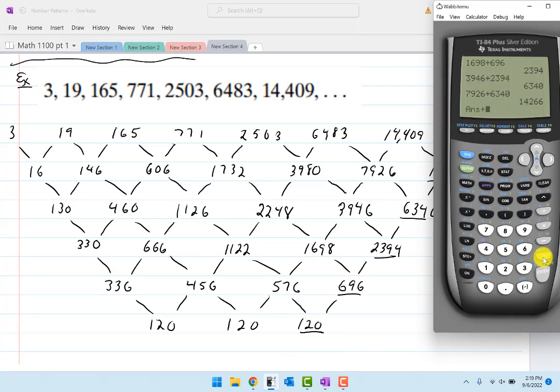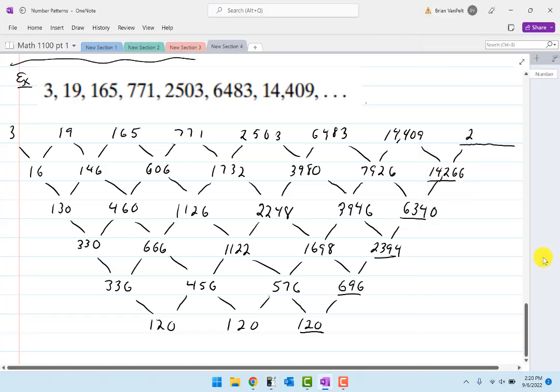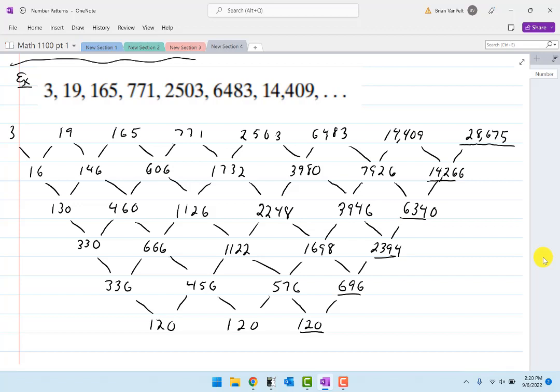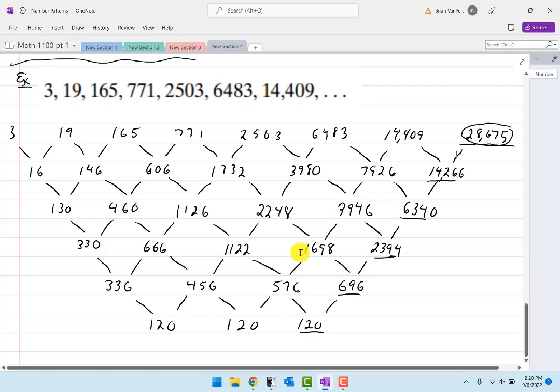If I just hit add, it'll bring my answer back, and then I can put the 14409, enter. So I get the final number, 28,675. And that, of course, is the most probable next number. So you see, you can run the successive differences as far as you need to go.